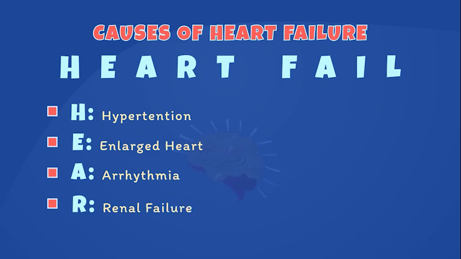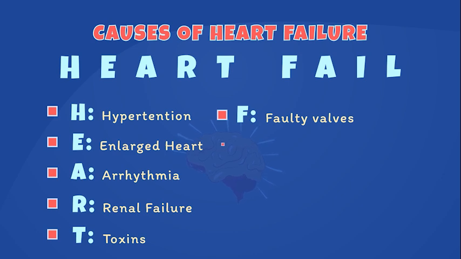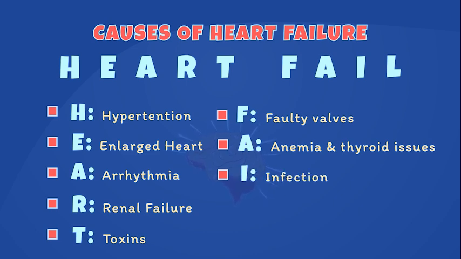R will be for renal failure. Fluid overload makes the heart work harder. T will be for toxins, alcohol, drugs, right, which damage heart muscle. F will be for faulty valve, so blood flows backward, increasing strain. A will be for anemia and thyroid issues, which change heart workload. I will be for infection, myocarditis, endocarditis, which damage heart muscle. L will be for lung disease, so COPD, pulmonary hypertension, which increases pressure on the heart.